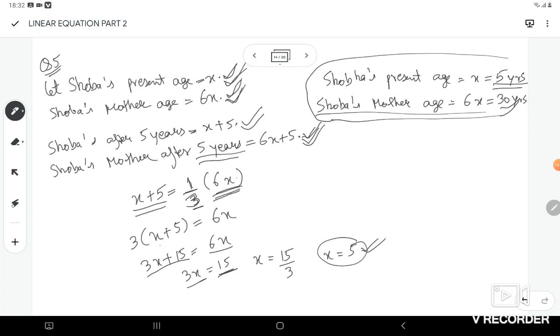On transposing we get 3 times x plus 5 equal to 6x, which gives 3x plus 15 equal to 6x, and finally the value of x comes out to be equal to 5. And we are asked to find the present ages of both Shobha and Shobha's mother. So x is the present age of Shobha. So Shobha's present age is equal to 5 years and Shobha's mother's present age is equal to 6 times x, which is 6 into 5, which gives 30 years.